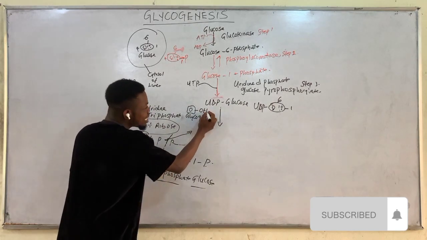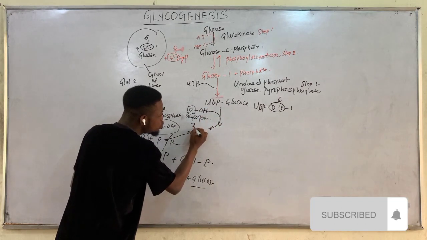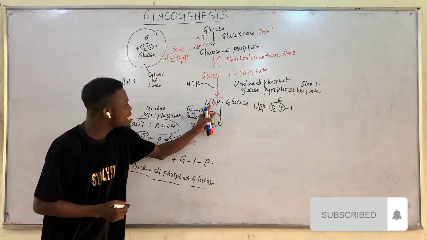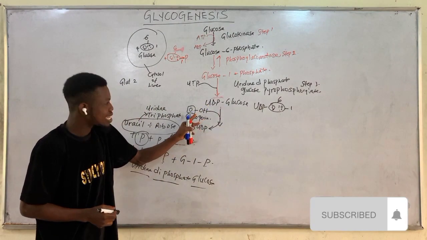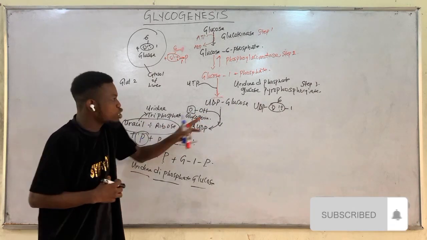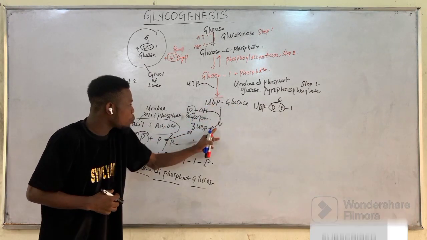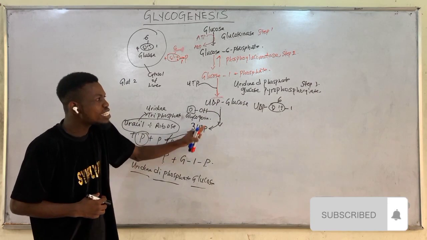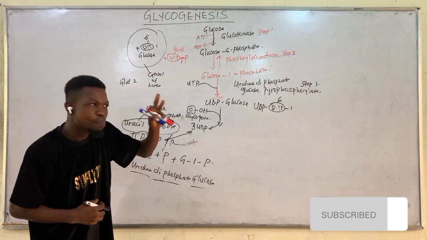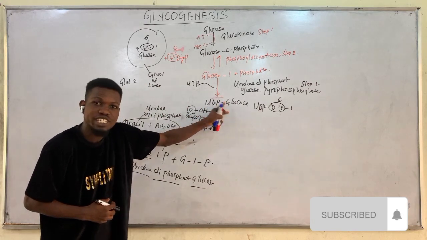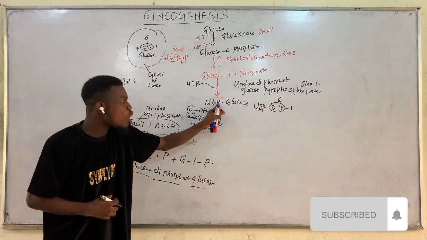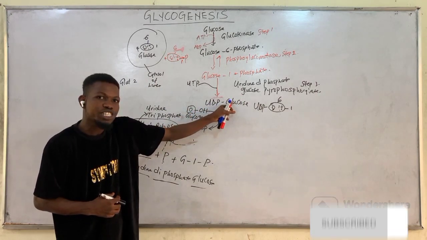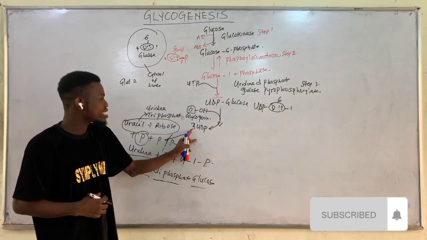It means that during the process, 3 UDP will be released. So, when you add 3 UDP-glucose to glycogenin, glycogenin will only absorb the glucose, but the UDP will be released. Are you getting my point now? So in this step, the UDP-glucose is 3. The 3 UDP-glucose will be added to glycogenin, and glycogenin will bind the glucose, and the UDP will be released. 3 UDP.